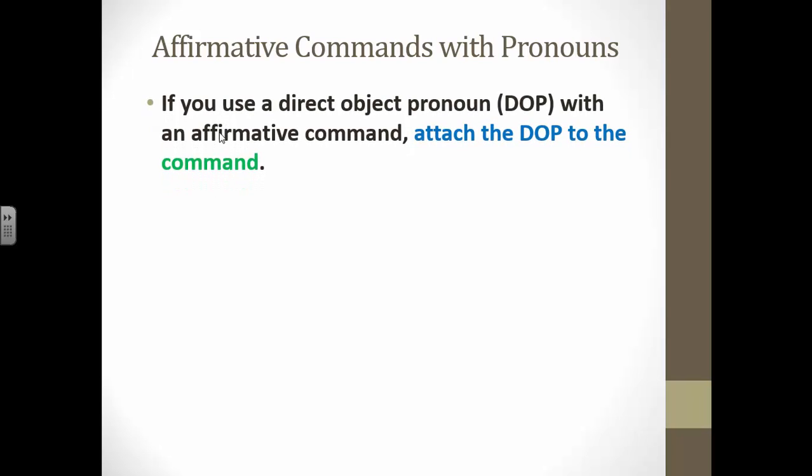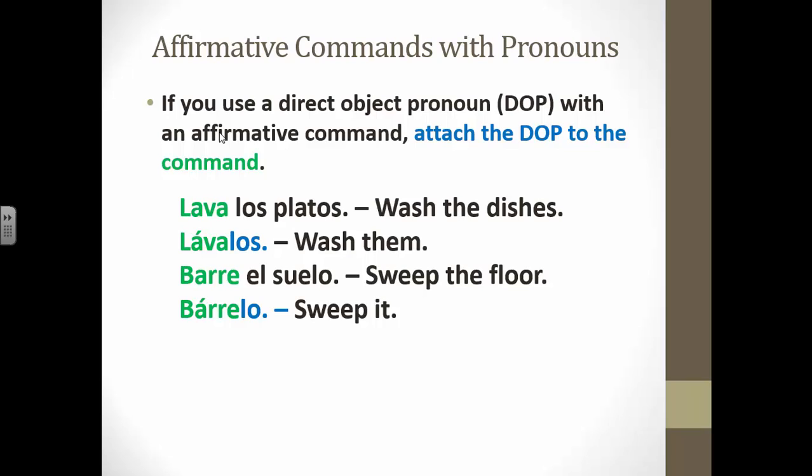Okay, let's look at affirmative commands with pronouns. Now, you guys have already learned DOPs, direct object pronouns. If you use a direct object pronoun with an affirmative command, you have to attach the DOP to the command. Now, remember that a DOP is something that replaces the noun, and it has to be the object of the sentence. So you guys remember your DOPs are me, te, lo, la, nos, los, and las.